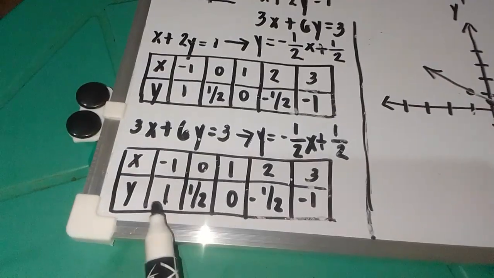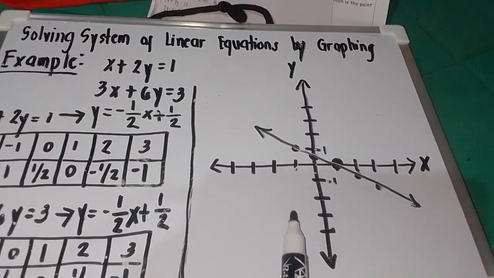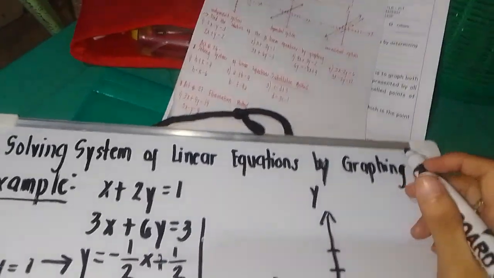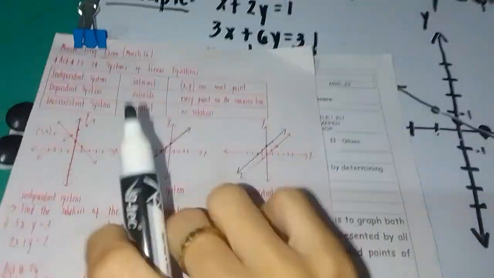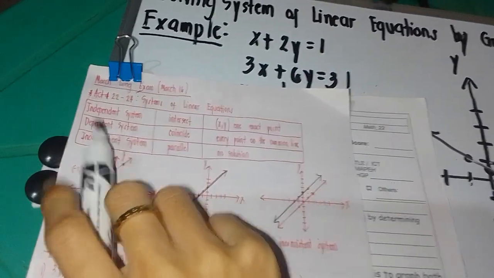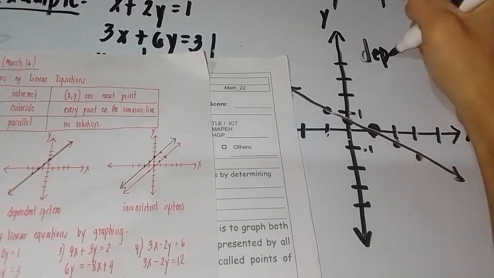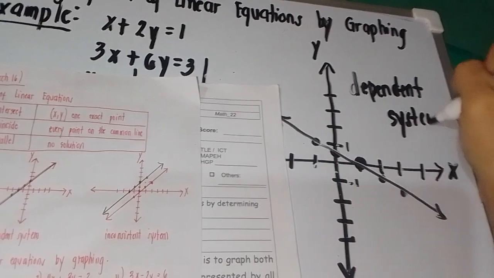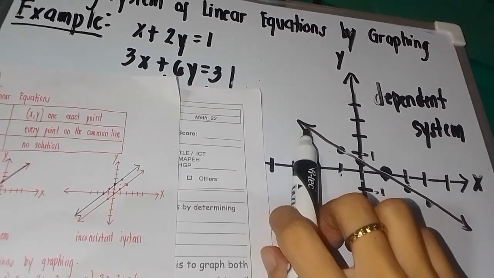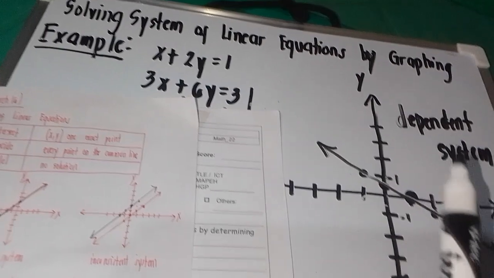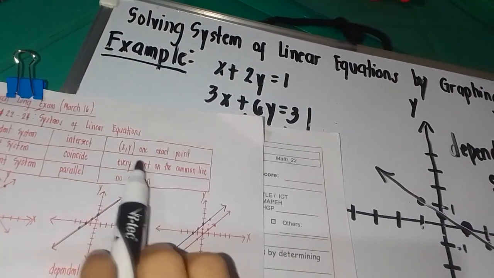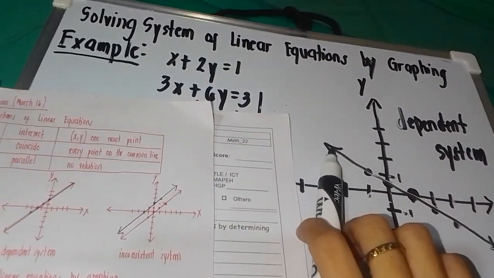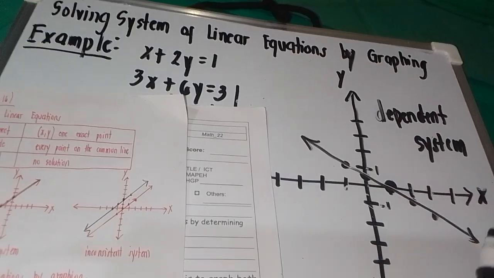Pag sa second table, same rang graphing kay pareha man sila. Mauna nga, this system is what we call a dependent system. Dependent system kay nga naman ang imuang graph, duha ka graph, gi-assume na nato nga duha na ni ka graph kay pareha man sila, nag-coincide. Coincide means nagsapaw ang duha ka line graph ani. So, every point on this line is a solution.